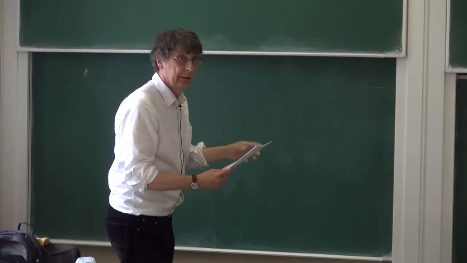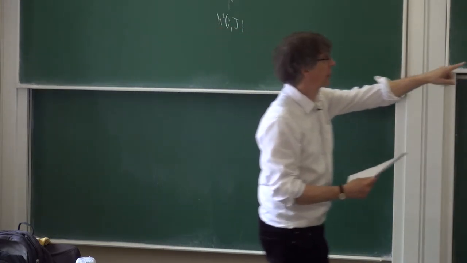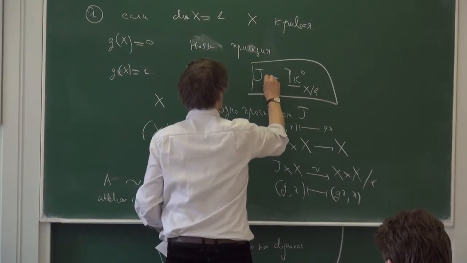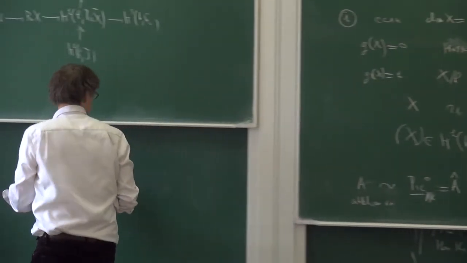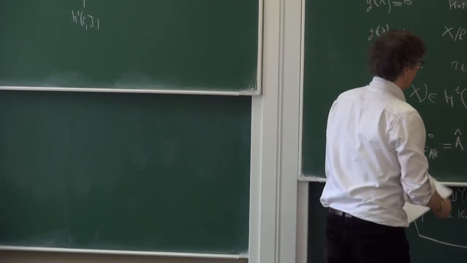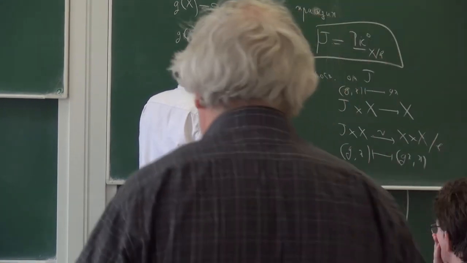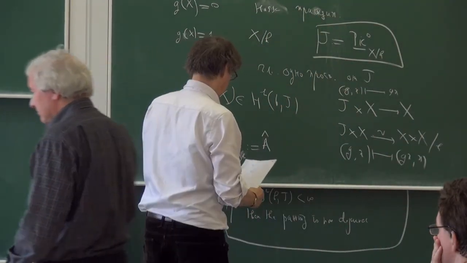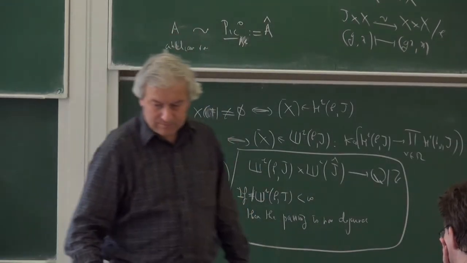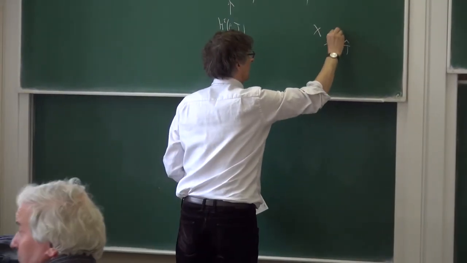By Pic, you mean Pic zero? Pic zero, yeah. J is Pic zero. This is notation. In fact, I'm not very happy with this. I want to change the J to J hat. Well, in the case of a curve, anyway, they coincide. So okay, let's ignore this point. For a curve, X is a curve, so J is J hat. Okay, let's ignore this subtlety here.